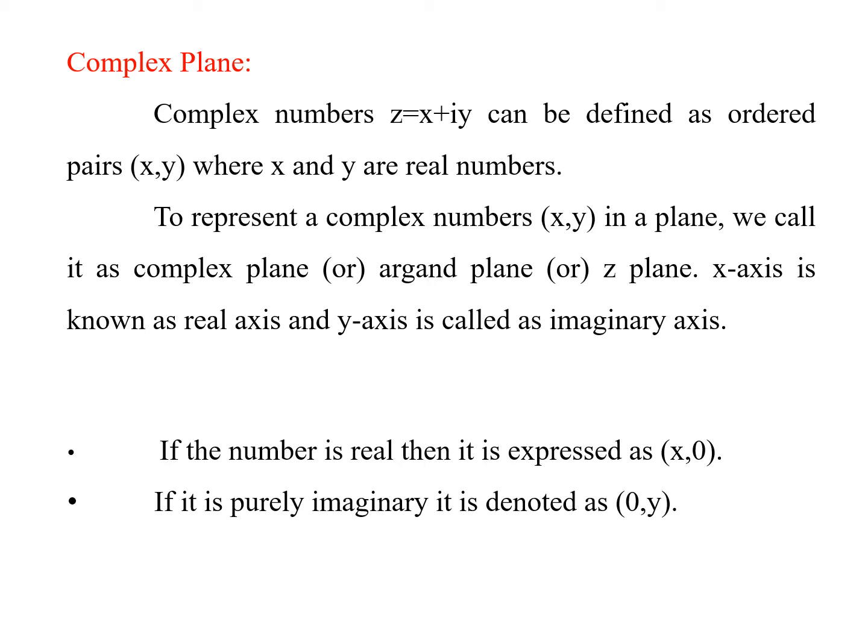To represent a complex number x comma y in a plane, we call it the complex plane, Argand plane or z plane. In any complex plane, the x-axis is known as the real axis and the y-axis is called the imaginary axis. If the number is real, it can be expressed as the ordered pair x comma 0. If it is purely imaginary, it is denoted as the ordered pair 0 comma y.